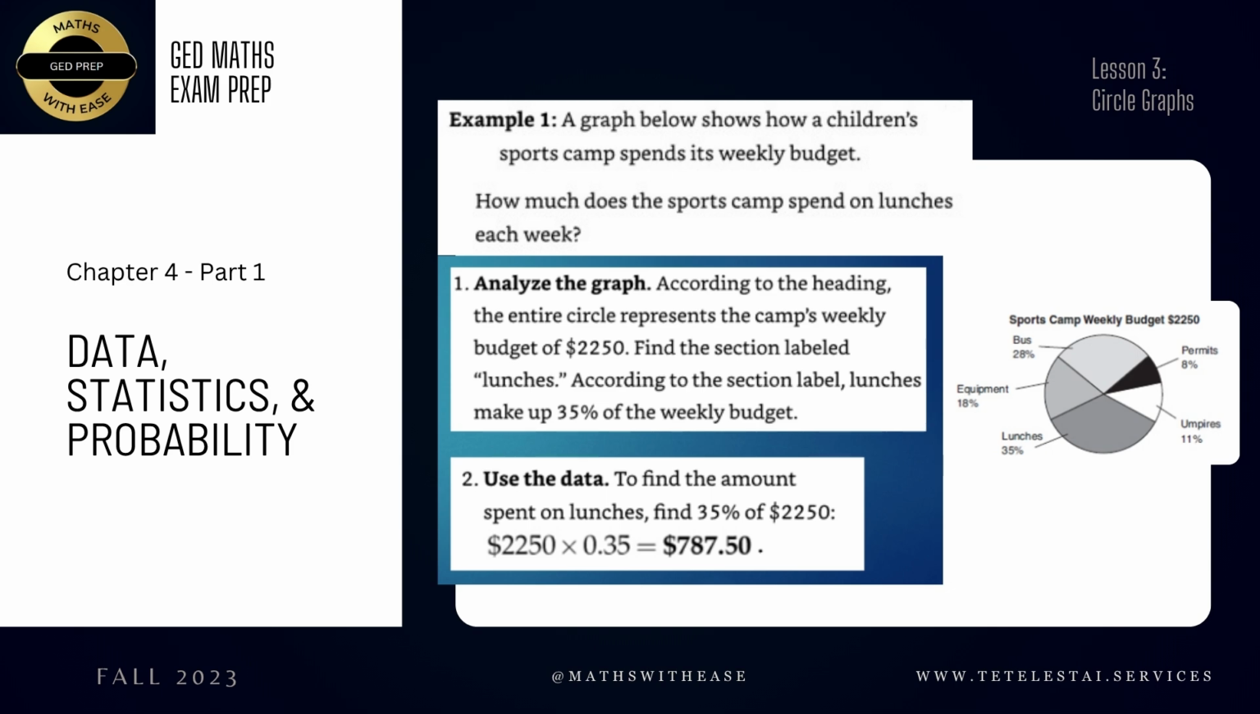Okay, and so that's the same concept being applied here to find out how much we spent on lunches. We found the decimal equivalent of our percentage of the whole, okay, of the whole budget, and then we just multiplied that by the whole budget to get the amount, which is in this case $787.50.